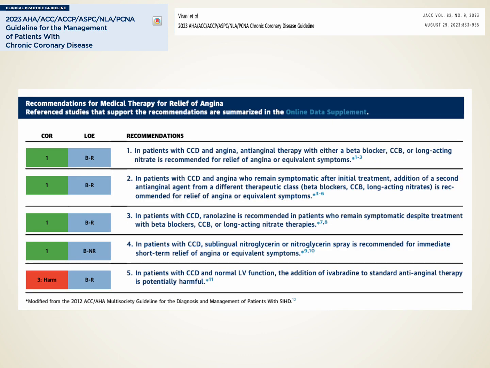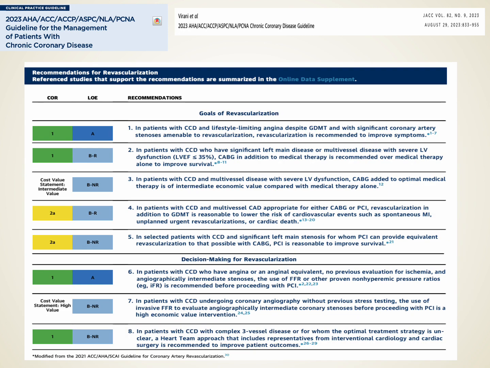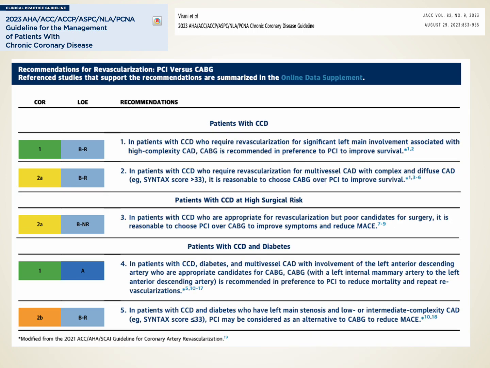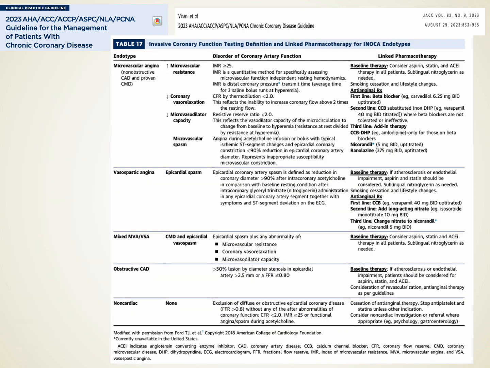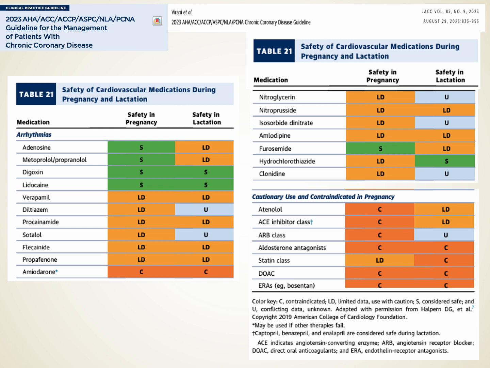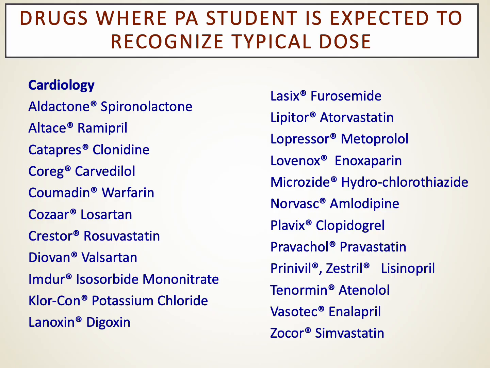and then again the guidelines for medical therapy for relief of angina and revascularization, PCI versus CABG therapy. And again, the subsets of guidelines and recommendations related to the etiology of angina. As we look at the pregnancy issue here, just note that as far as the antiarrhythmics go, metoprolol, adenosine, DIG, and lidocaine are all considered safer in pregnancy, and those are listed here on this slide set. Finally, again, the doses you would expect in clinical rotations next year to have some familiarity with the typical doses used.